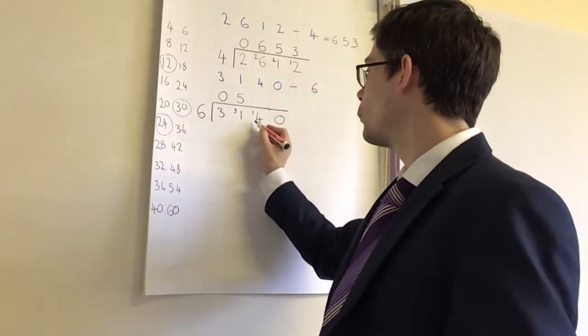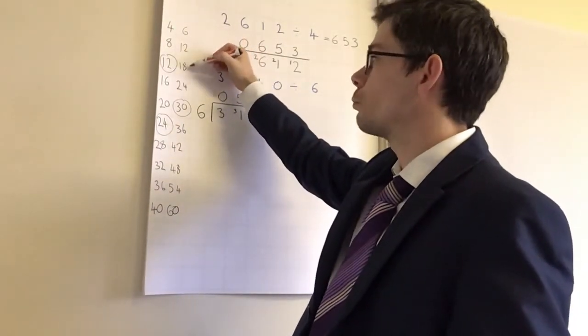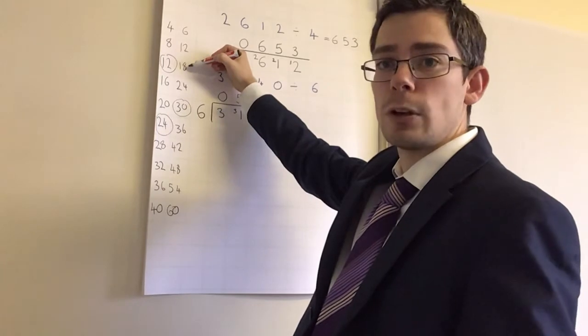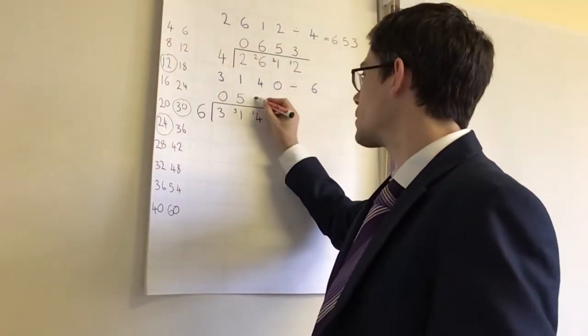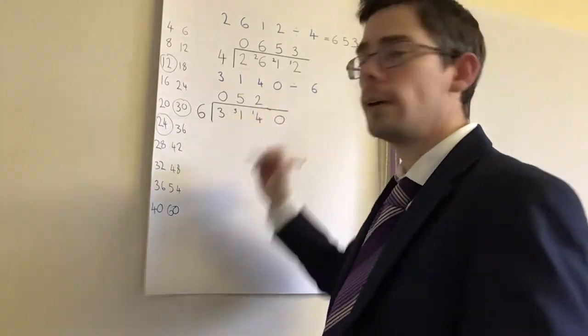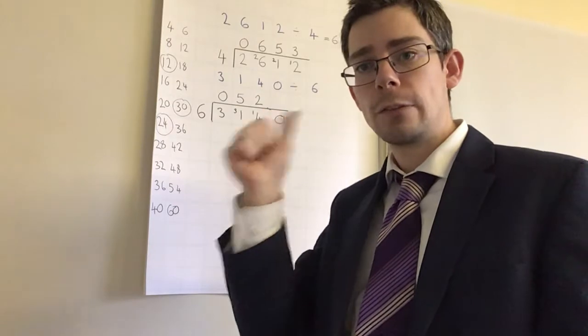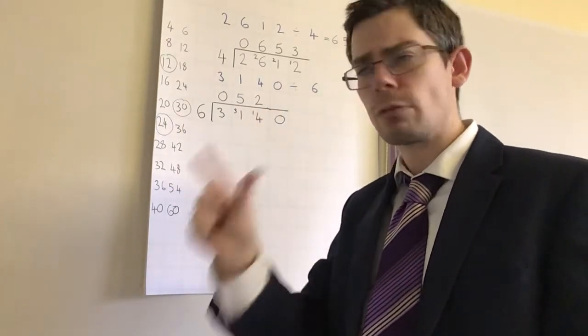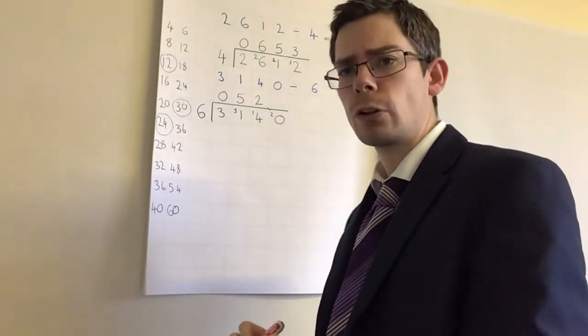6 is now into 14. 1, 2, 3 is too many. 18 is too big. I've only got 14, so I can fit 2 groups of 6. That makes 12. So I've not used 2 again. I've got to 12, 2 groups of 6, 13, 14. I've got a remainder of 2 that needs to be passed along into my ones column.